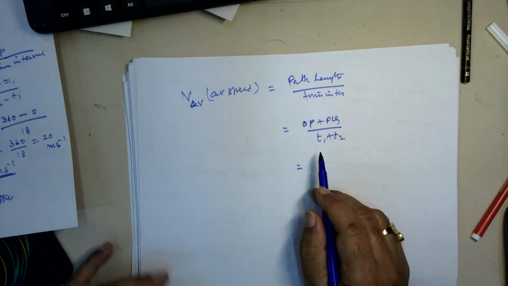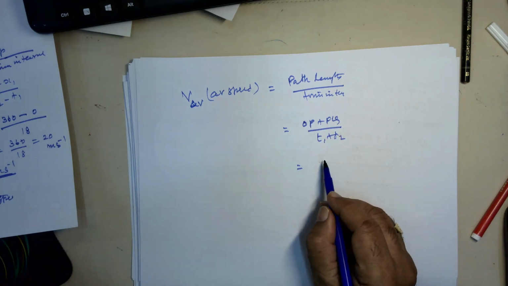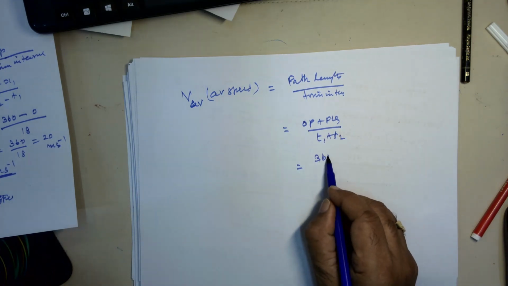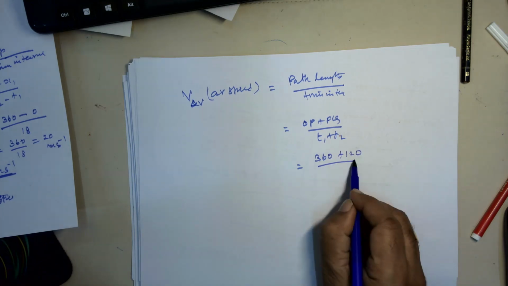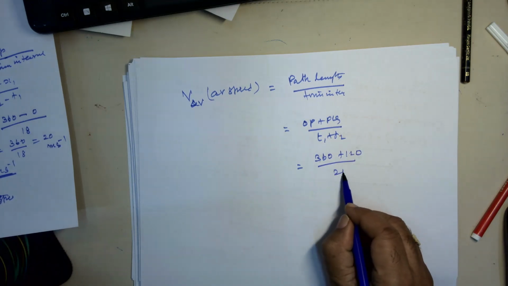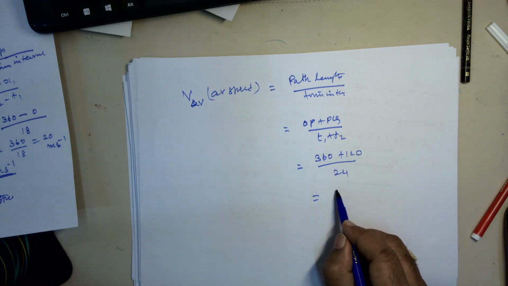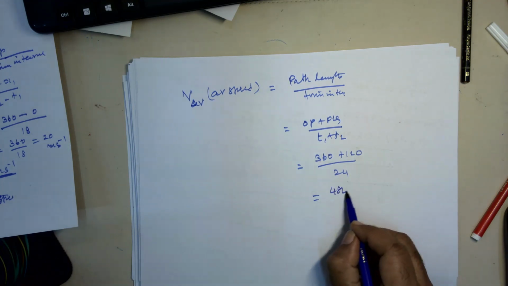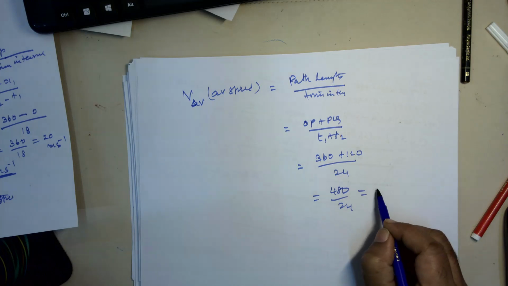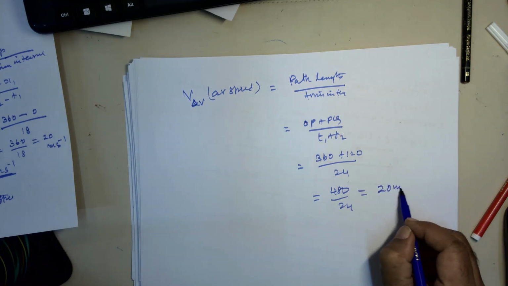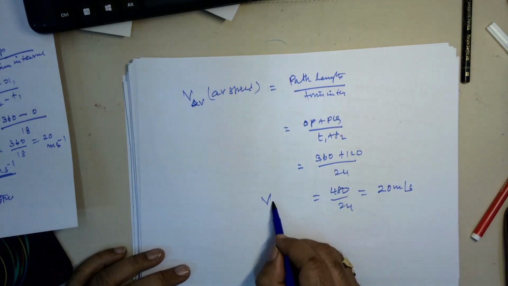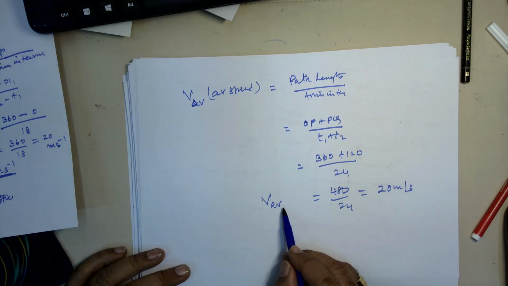What is OP? 360. What is this one? 120. Divided by total time, 24. So it is 360 plus 120, which means 480, divided by 24. So it is 20 meters per second. So this is the average speed.